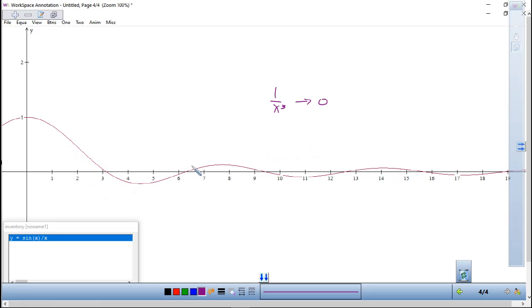But that shows how it's going to behave as you get further out. The amplitude gets smaller, so eventually this thing is going to not go past the x-axis on either side very far at all. So I just wanted you guys to see that.